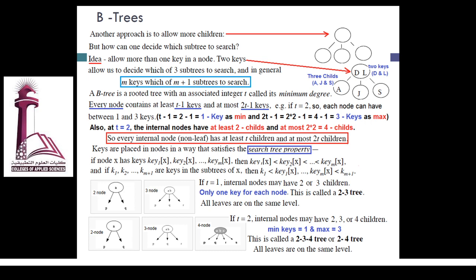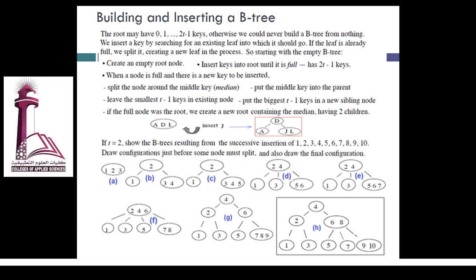So how to insert, the insertion procedure or building a B tree. How to insert into a B tree? For that also we have a set of rules or procedures. So what is the procedure? If you want to create a new B tree, then you have to create an empty root node. First you create an empty root node, then you insert keys into the root. And as I told you, the keys must be sorted in ascending order.